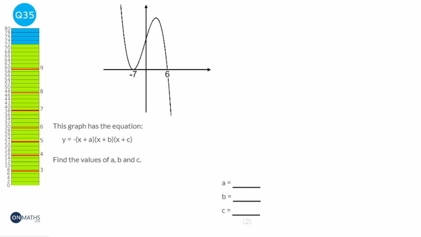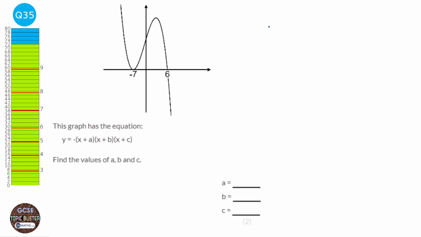Here we've got a cubic graph, and we're asked to find out what the equation would be if it was in this form here. So first of all, notice that we've got a negative cubic. A positive cubic looks like this, so we've got a negative cubic, and there is a minus sign there that just deals with that. So we don't need to worry about the fact it's a negative cubic, because that minus sign just means it's negative, fine.